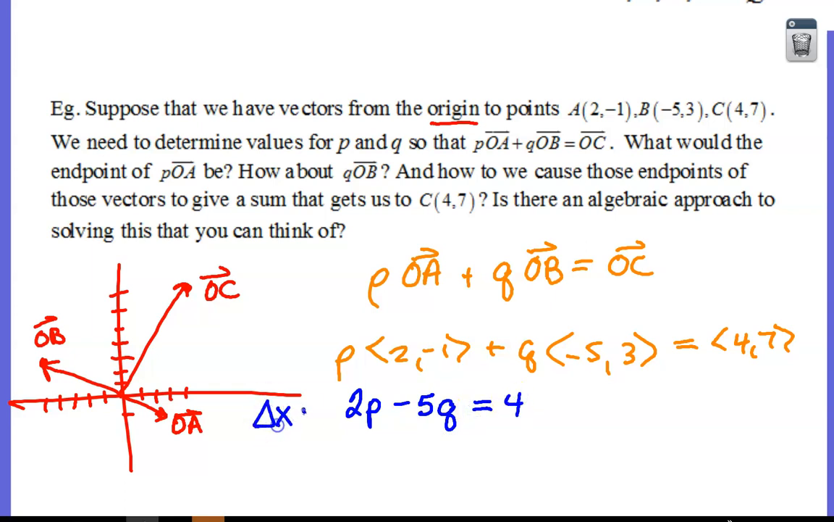I want everybody to look at that. This is just me doing the change in x. So the change in x has to add up to 4. I just took the x components. All right, what about the y components? We have negative 1 times whatever p is, so negative p plus 3q, and that would have to add up to the y component of 7. You've seen stuff like this before, guys. This is just a system of equations. I could solve this easily by multiplying the second equation by 2.